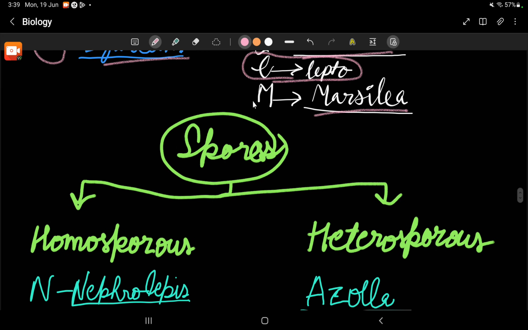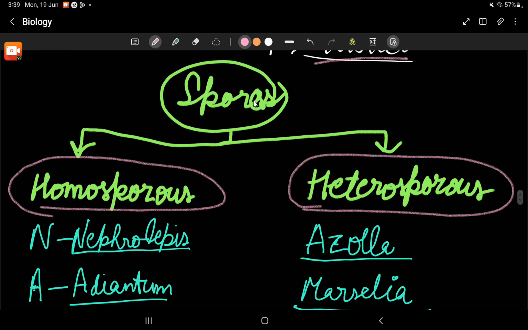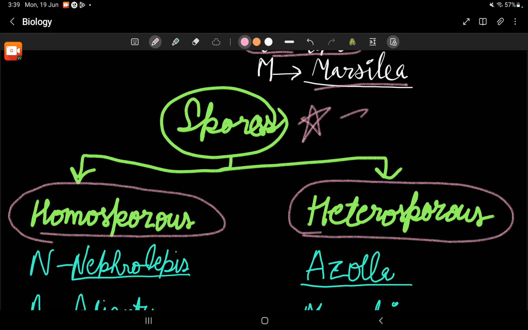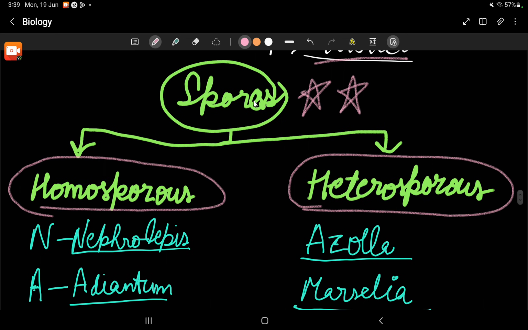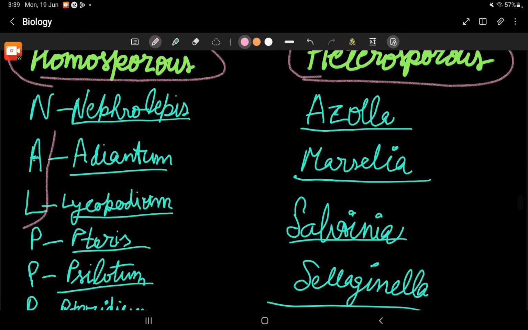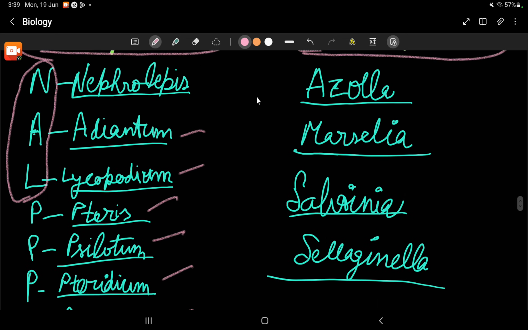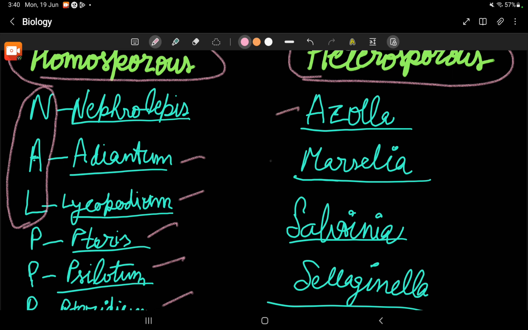Next is spores. Spores are of two types, homosporous and heterosporous. Again, it is very important. Examples are asked in paper, which is homosporous and which is heterosporous. And the trick for homosporous is NAAL PADE. N from Nephrolepis, A Adiantum, L Lycopodium, and PADE is Pteris, P3A, Psilotum, Pteridium, Dryopteris, Equisetum. While heterosporous are Azolla, Marsilea, Selaginella, Salvinia and Selaginella.